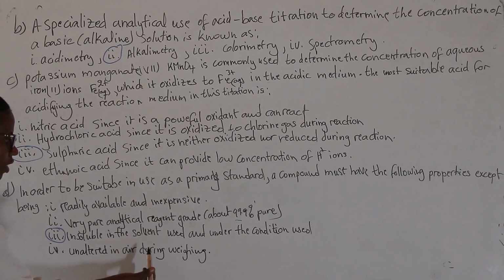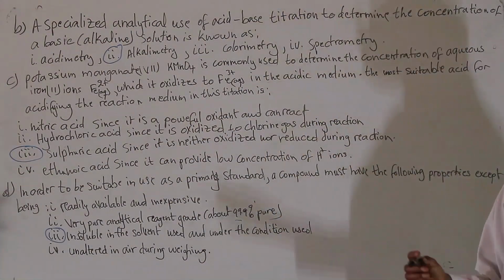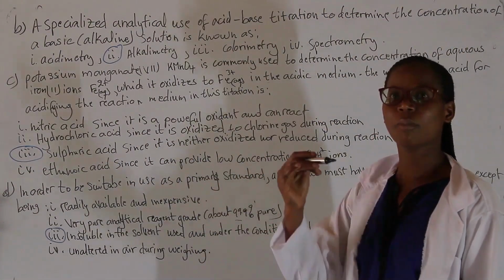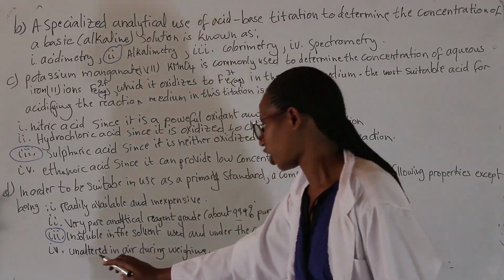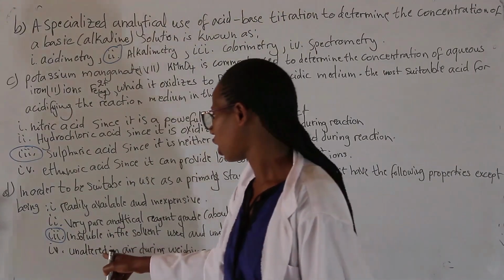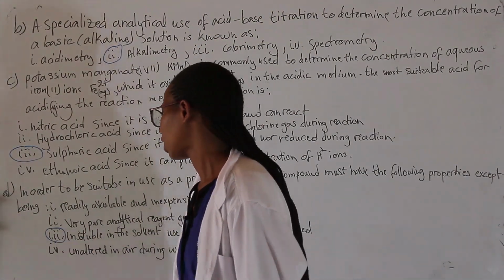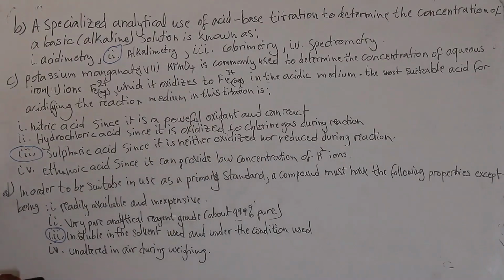Unaltered in air during weigh. This is the property of a primary standard, because a primary standard must remain in its initial state. That is why this is the property that is not a property of a primary standard. Let us move on to the next question.